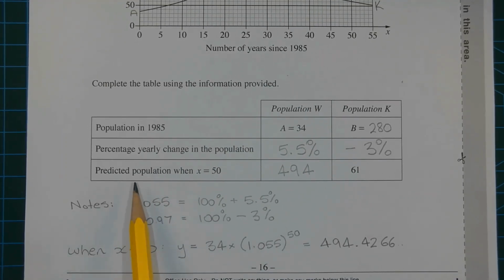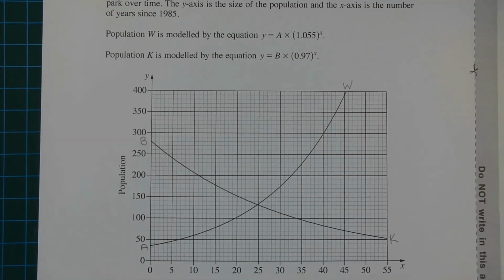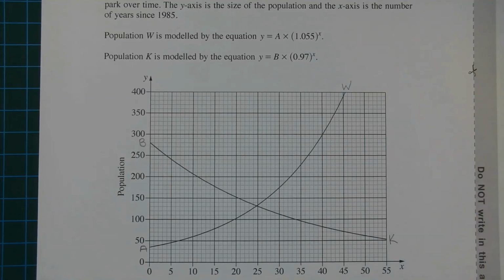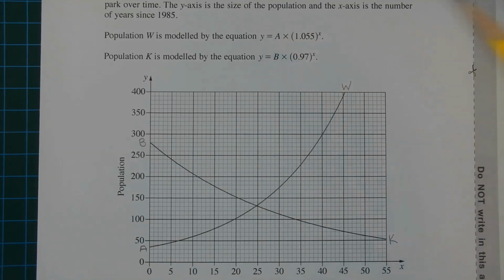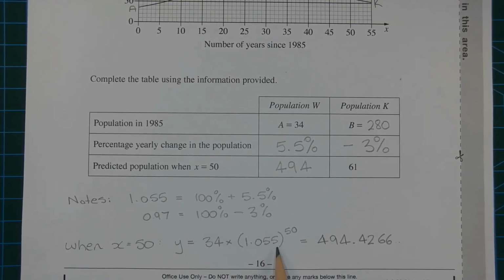Lastly, to find the predicted population for population W, we can use the equation. So we have y is equal to a times 1.055 to the power of x. So when x is 50, we substitute 50 for x here. And we know the value of a, which is 34. So when x is 50, y is equal to 34 times 1.055 to the power of 50, which equals 494.4266 and so on, which rounds to 494, correct to the nearest whole number. And I've written that here.